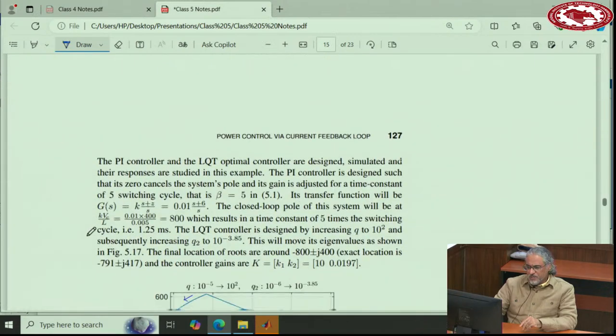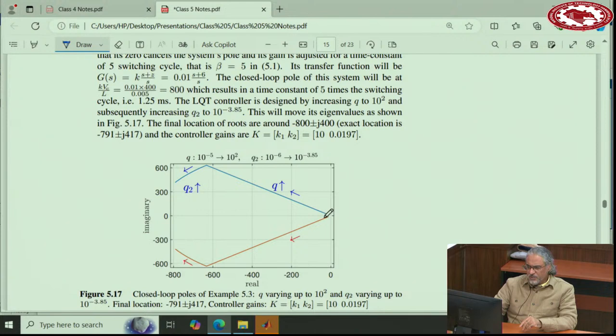Okay, so now let's say we increase Q all the way to this, and then increase Q2 to come here. The poles are now at negative 800, and the pole of the transfer function that we just discussed was also at negative 800. So I deliberately stopped here because I want to compare them together. I stopped at a similar transient response, or similar time constant if you want. And K1 and K2: one of them is 10, one of them is 0.0197.